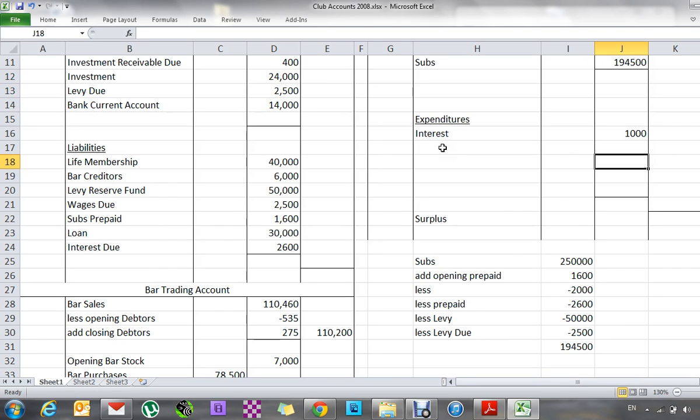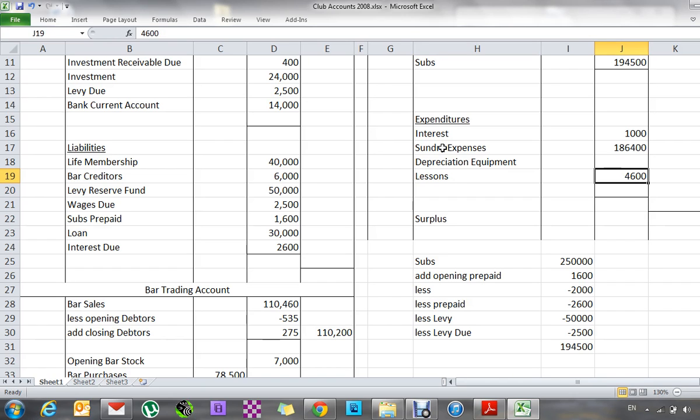Okay, now moving on to our expenditures. Bar purchase we dealt with already. Catering costs we dealt with when we worked out our catering profit. Sundry expenses 186,400. Equipment, no, but there will be a depreciation on equipment, which I'll write in here for now, we'll come back to it again. Golf lessons for teams, 4,600.